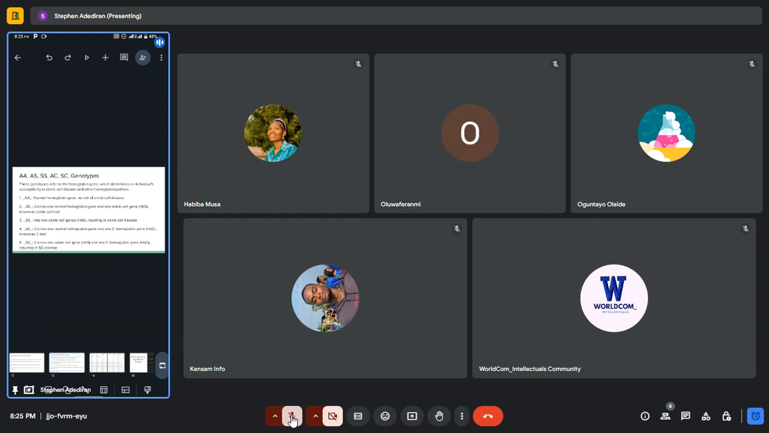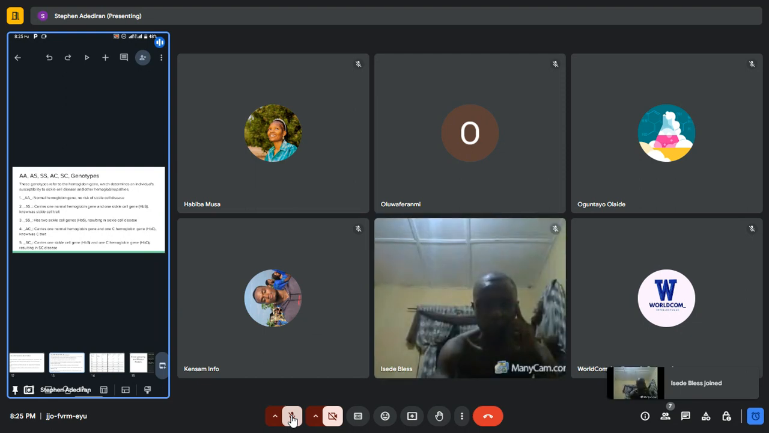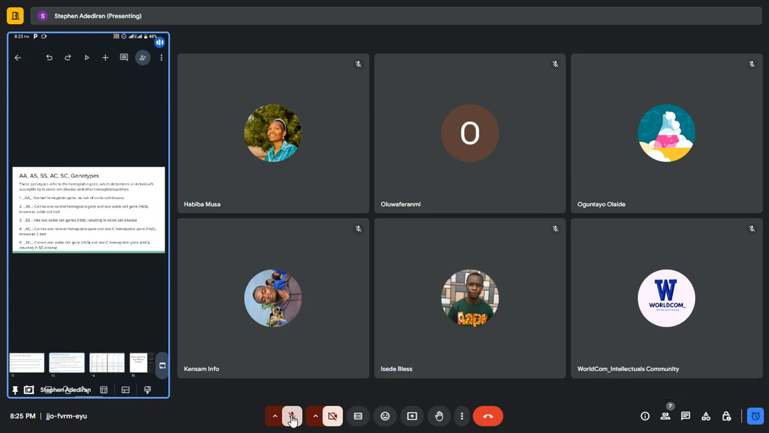Now for the AA genotype, most of them are not sickle cell carriers. They just have the plain normal hemoglobin gene. They are not a carrier. There's not even a single risk of sickle cell. For the AS, rather, there's nothing wrong with them. They are just a carrier. That S behind it just denotes that they are a carrier of the sickle cell gene.